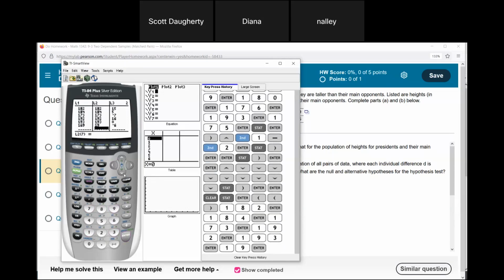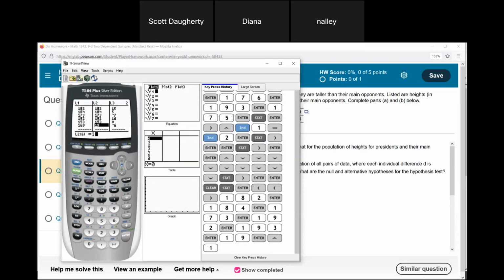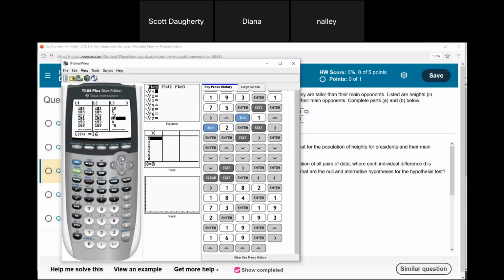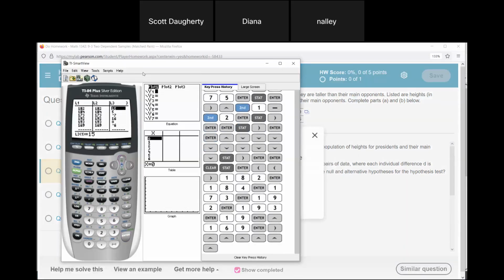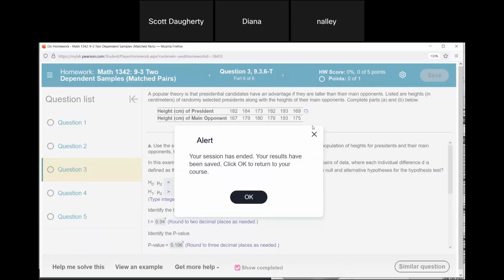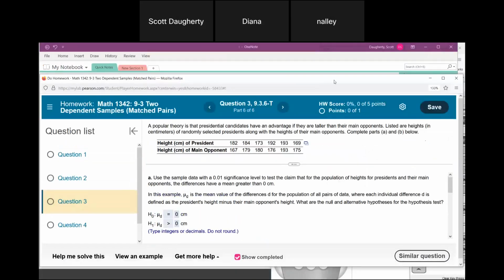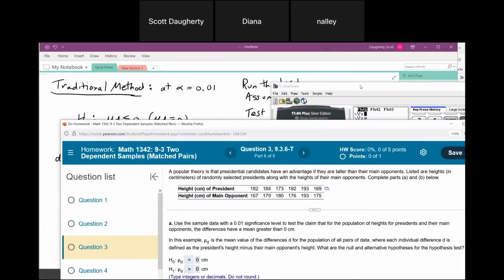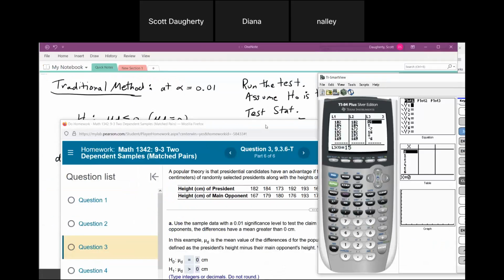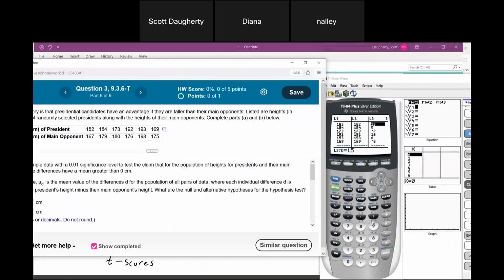So what I'm going to do is put the president's height into L2. So I just put these numbers into L2, and then I'm going to go over to L3 and put their opponent's height in L3. That's just because my calculator won't let me pick L3 for the differences. So let me type in the opponent's height into L3, which would be 167.